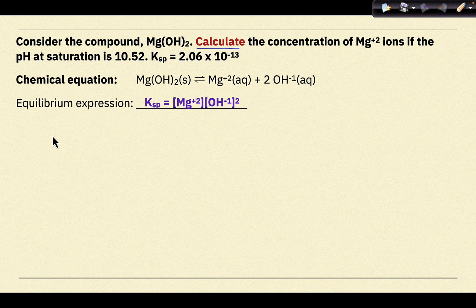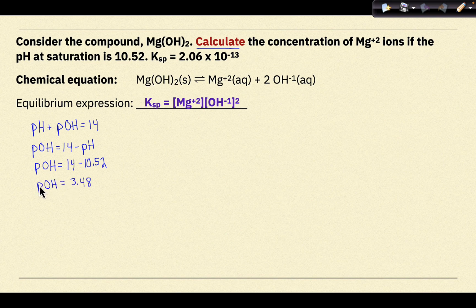So we're going to write pH plus pOH is equal to 14. We're going to rearrange the equation to solve for pOH, and then plug in our value for pH. 14 minus 10.52 gives us a pOH of 3.48. Now that we have pOH, we can find the hydroxide ion concentration using pOH is equal to the negative log of the hydroxide ion concentration. We'll plug in our value for pOH, and then solve for the hydroxide ion concentration by taking the antilog of the negative 3.48 pOH. So our hydroxide ion concentration will be 3.31 times 10 to the negative 4 molar.